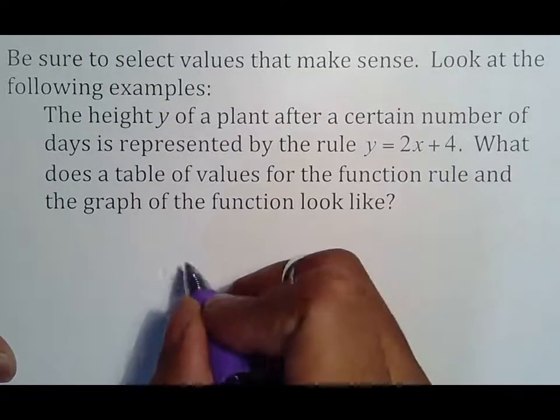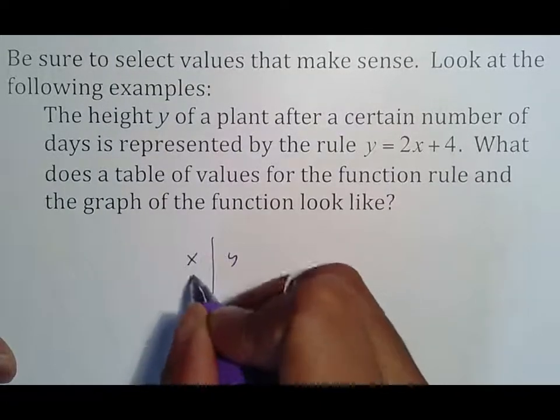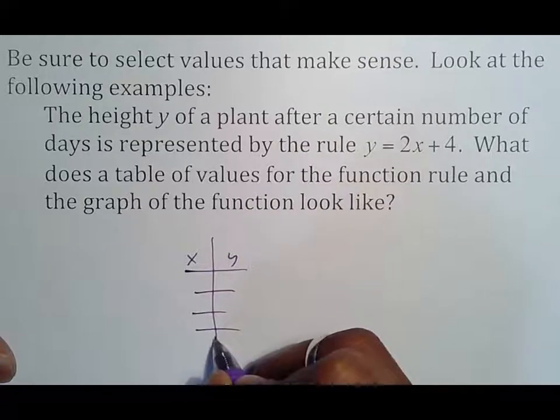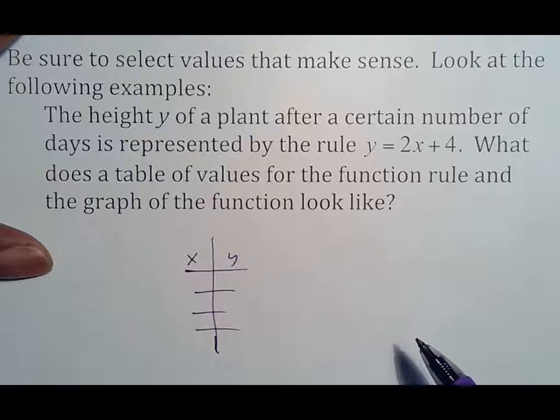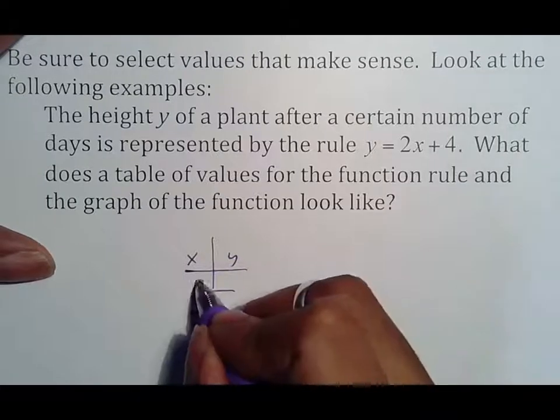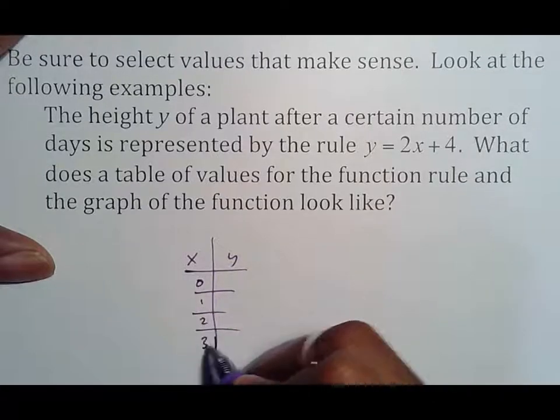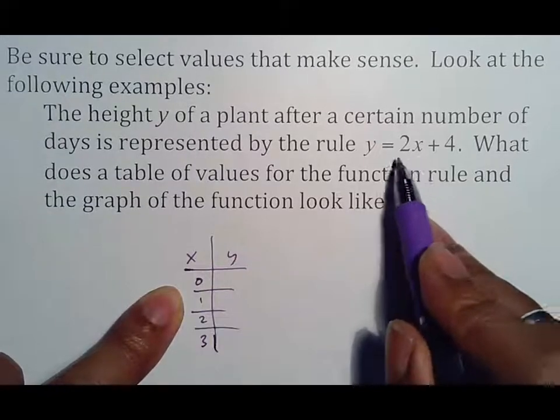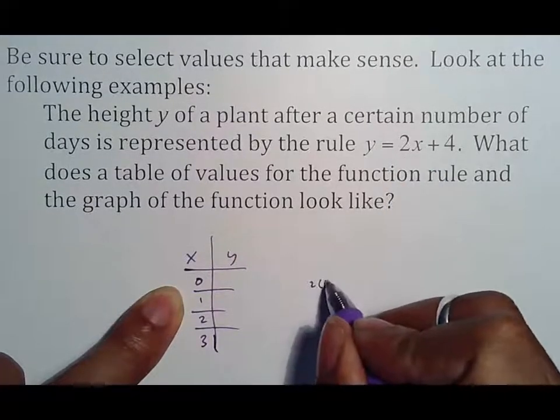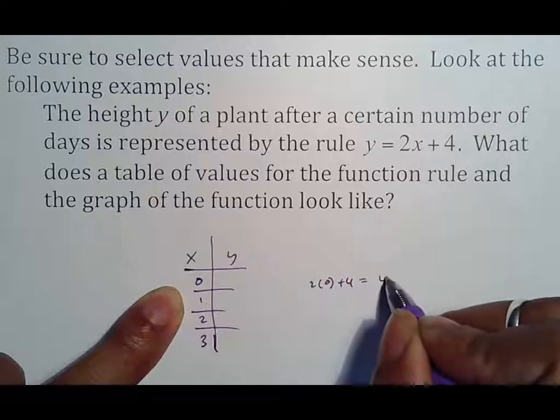So what you would do is your table is a basic XY table. And again, I would just do 3 or 4, however many blanks there are, but 4 should work for me. But again, the easiest thing to do is start with x equals 0 and just count your way up. Then you take that number and plug it in. 2 times 0 is 0, plus 4, which would be 4.